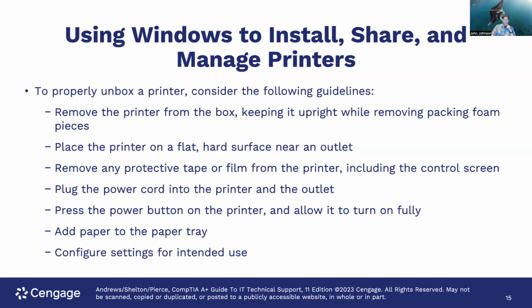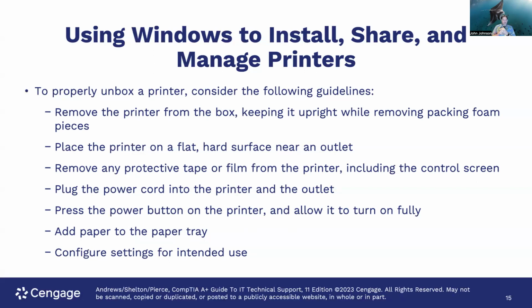Using Windows to install, share, and manage printers. To properly unbox a printer, you have to consider the following guidelines. Remove the printer from the box, keeping it upright while removing packing foams and pieces. Place the printer on a flat, hard surface near an outlet. Remove any protective tape or film from the printer, including the control screen. Plug the power cord into the printer and the outlet. Most of this is common sense. The main thing is you want to keep it upright.